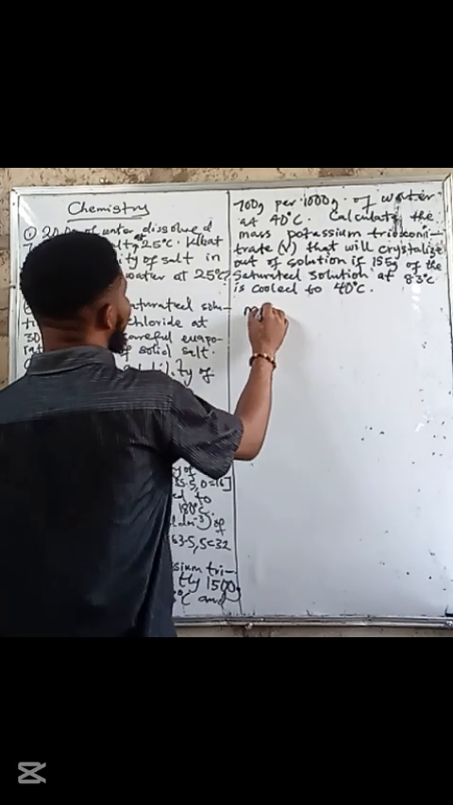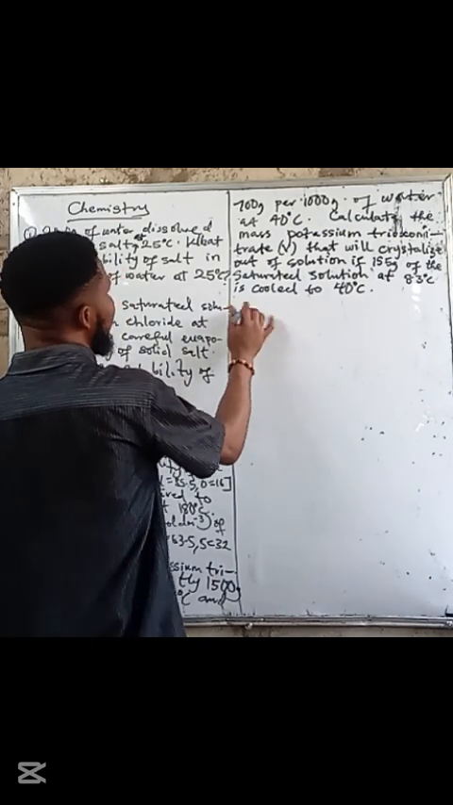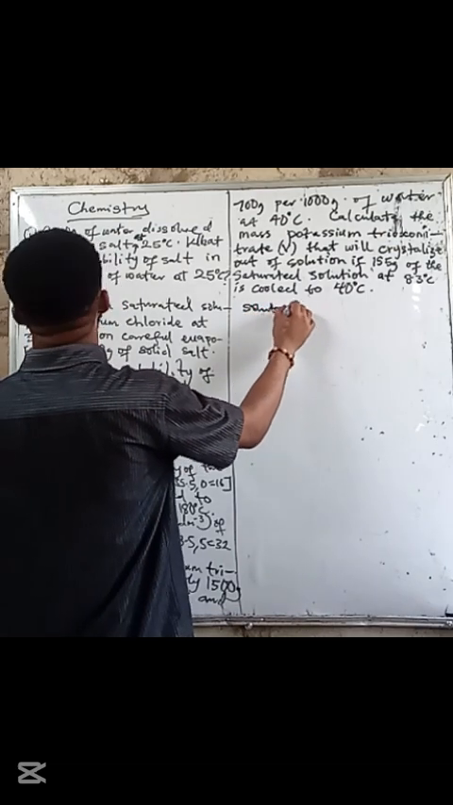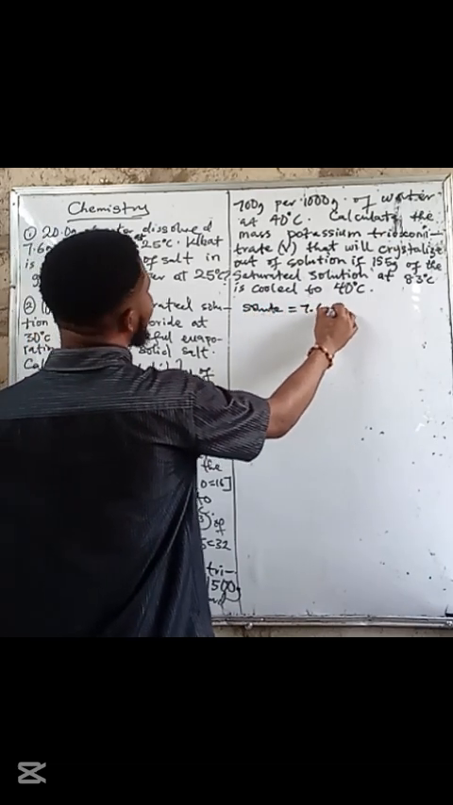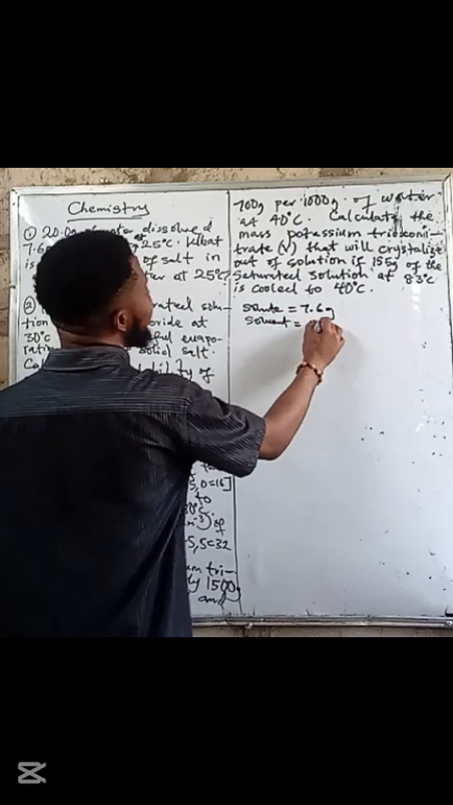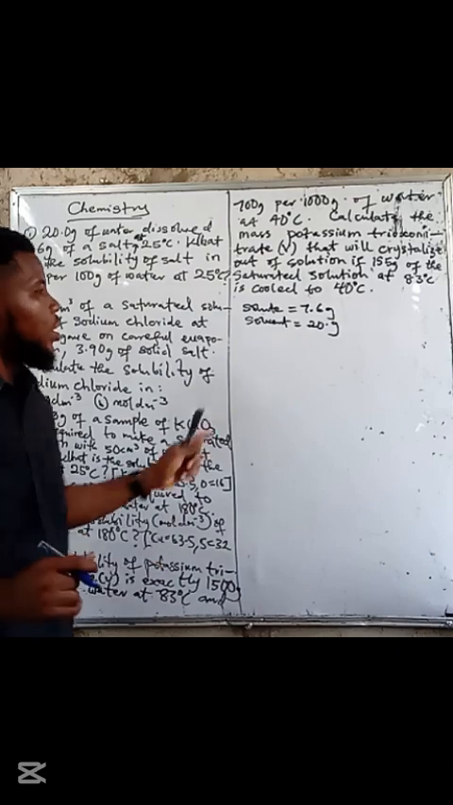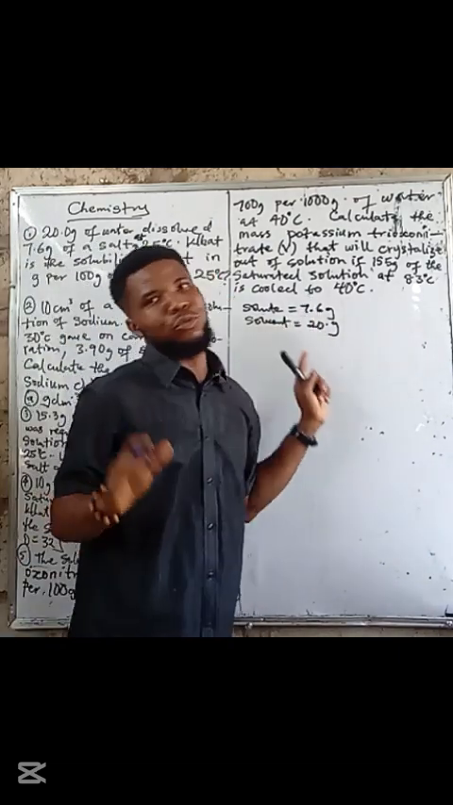So what is the mass of the salt or solute? Okay, let me write solute. The solute is what? 7.6 grams, while solvent is what? 20 grams. Okay? Now, listen up. You are dissolving 7.6 grams in 20.